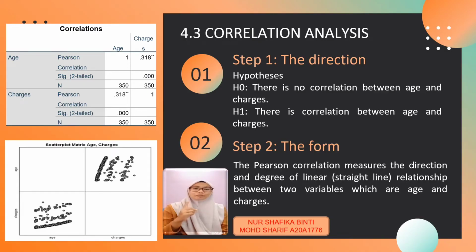Correlation analysis. Step 1. The direction. The positive and negative signs show the direction of the relationship between age and charge. From the table above, we can see the Pearson correlation R between age and charges is 0.318, which has a positive sign, while the p-value or significance value is 0. Make sure the direction and degree of straight line relationship between two variables, which are age and charge. From the scatter plot above, we can see that as age increases, charge increases as well.